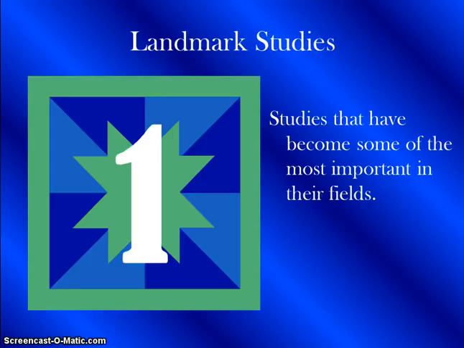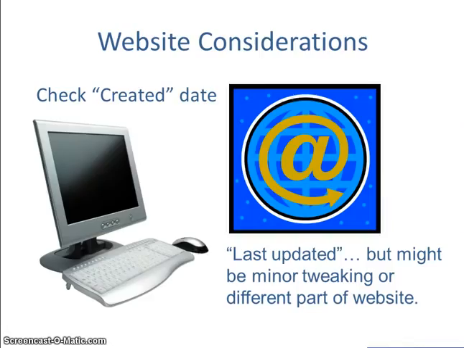There are such things as landmark studies. These are especially important studies from the past that greatly affected the field of study. With websites, the date or year created is at the bottom of the page. You can also look at last updated if that's there. However, the author may have done only minor tweaking to the article without changing most of the content. In this case, a recent last update date wouldn't necessarily mean the majority of the content was recent, just the adjustments made by the author or editor.